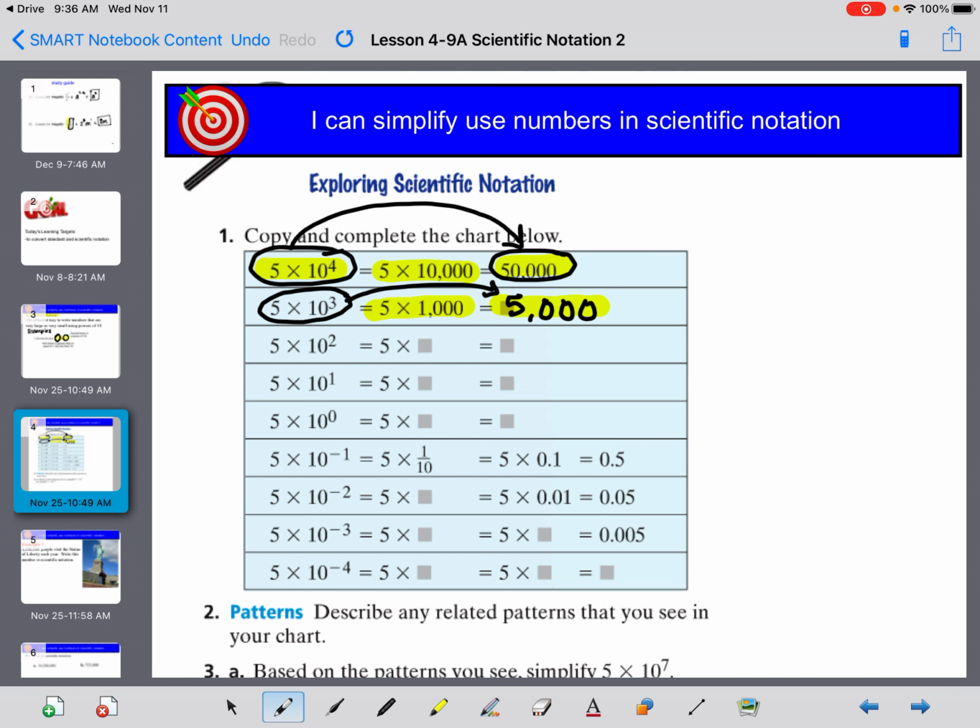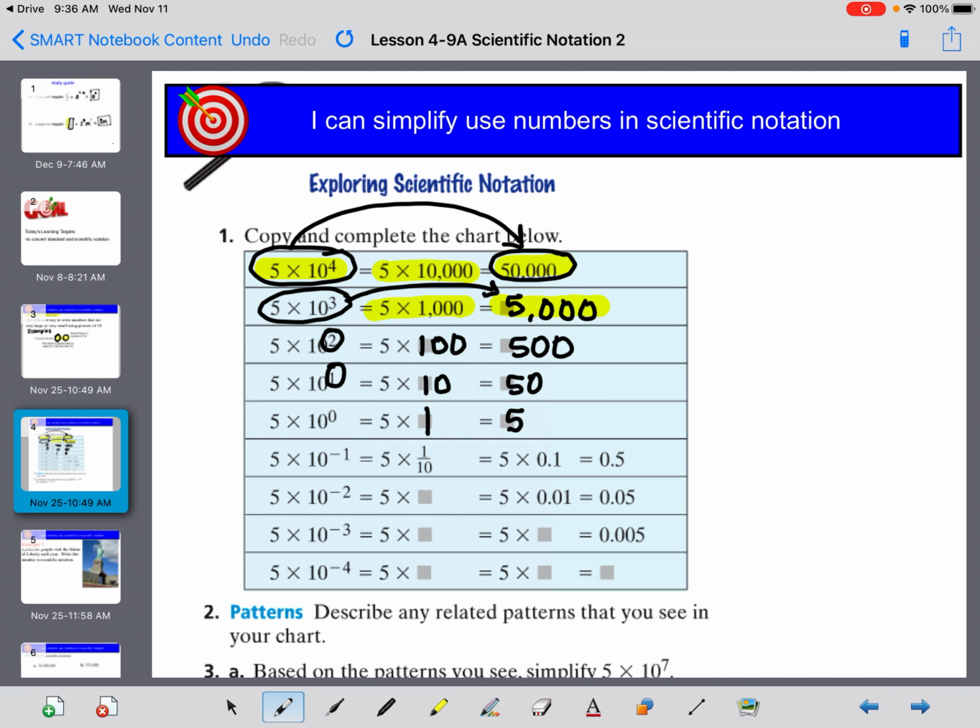So let's keep going with our pattern. 5 times 10 to the 2nd is the same as 5 times 100, or 500. 5 times 10 to the 1st, well, 10 to the 1st is the same as 10, and I get 50. I'm going to give you another hint about this pattern. Some of you are watching and looking and not seeing. Some of you have already figured it out. It has something to do with the exponent and the location of the decimal. 5 times 10 to the 0 power, well, 10 to the 0 power is 1. 5 times 1 is 5.